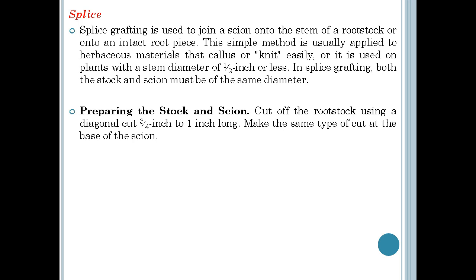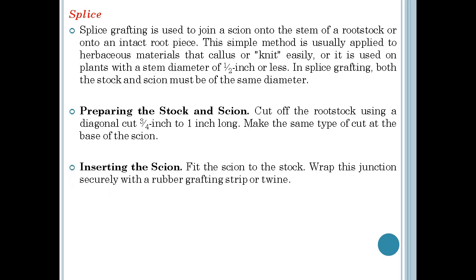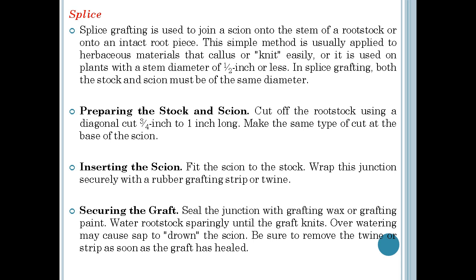Preparing the stalk and scion. Cut off the rootstock using a diagonal cut 3/4 inch to 1 inch long. Make the same type of cut at the base of the scion. Inserting the scion. Fit the scion to the stalk. Wrap this junction securely with a rubber grafting strip or twine.